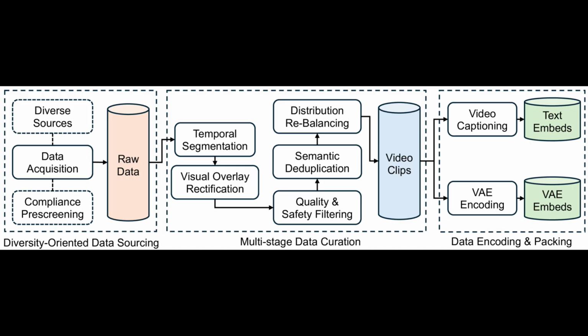The data itself, as seen in Figure 3, is a meticulously curated nightmare. Multi-stage pre-processing means sourcing content ethically and legally, a concept often lost in the digital Wild West, then shot-aware temporal segmentation, cutting long videos into bite-sized chunks, visual overlay rectification, removing pesky watermarks from stolen content probably, and quality safety filtering. Because nothing ruins a high-fidelity video like an accidental glimpse of a low-quality watermark, or worse, something inappropriate.